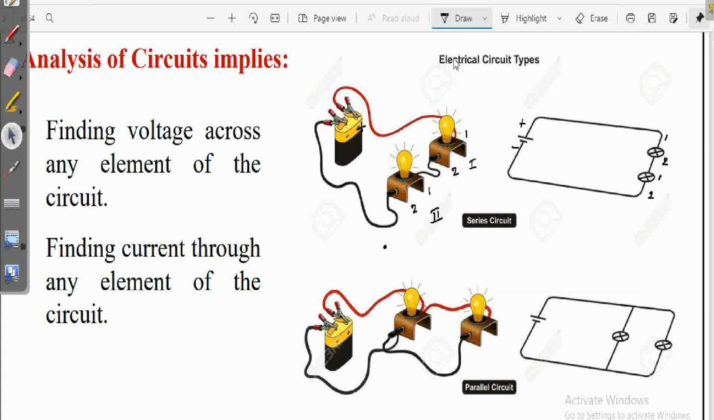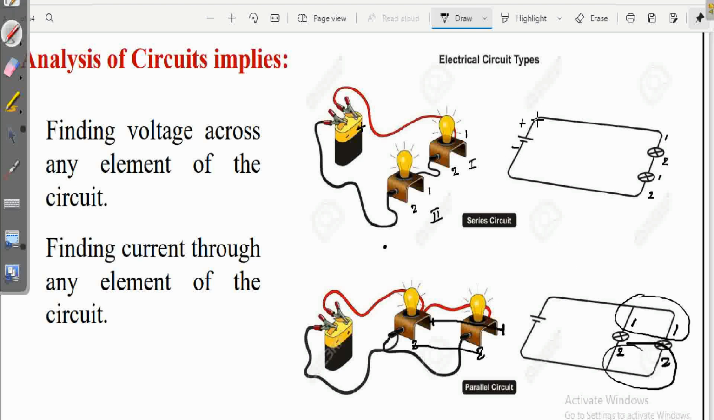If you have observed here, this is your first end and this is your second end of the first bulb, and the first end and second end of the second bulb. 1 and 1 are together, 2 and 2 are together. Similarly, this is equivalent: 1 and 1 are together and 2 and 2 are together.